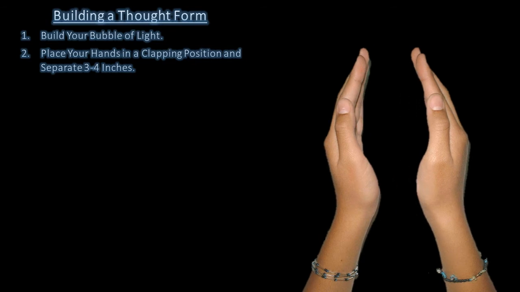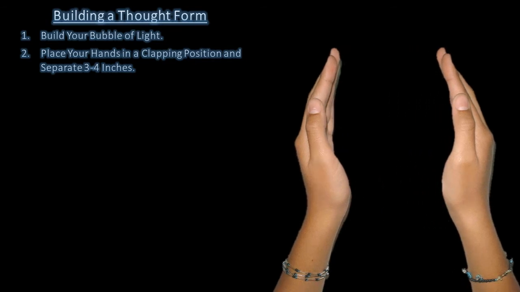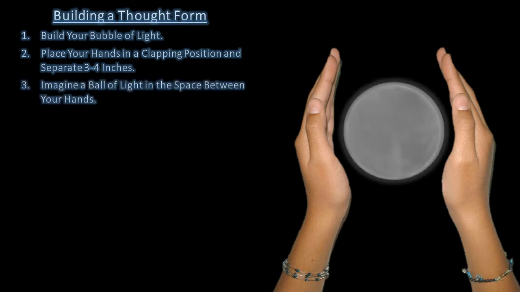Now, assuming you've taken the necessary precautions and preparations, we're going to build our thought form. So now, build your bubble of light. Place your hands out in front of you in the clapping position. And separate your hands 3 to 4 inches. And if you wish, place your desired object between your hands at this time. Now, imagine a ball of energy in the space between your hands. You feel it there, pushing against the palms of your hands and pulsating.